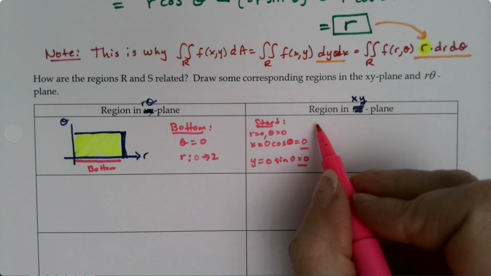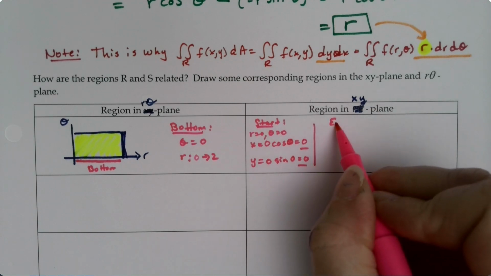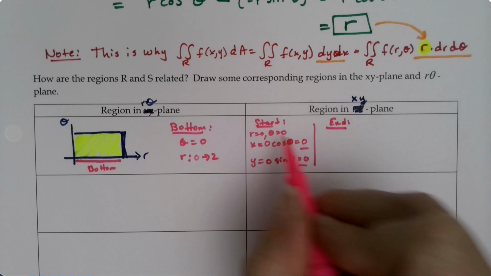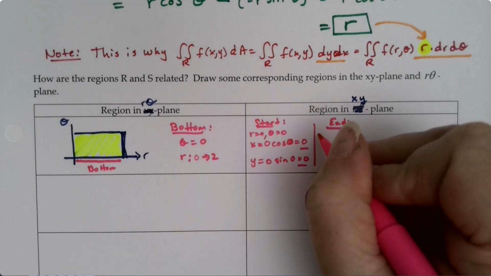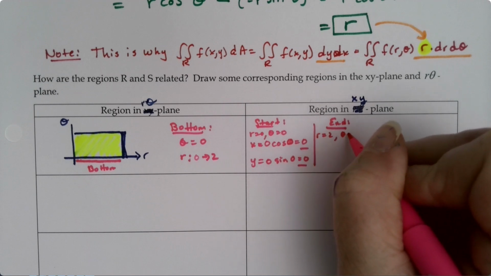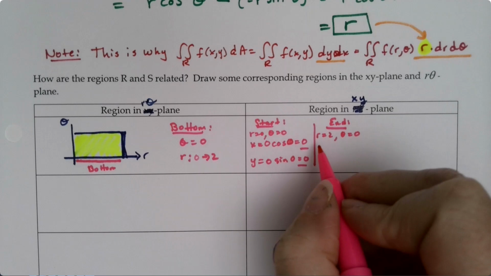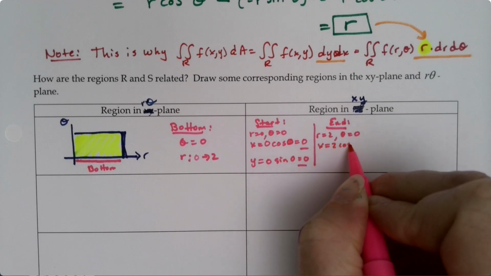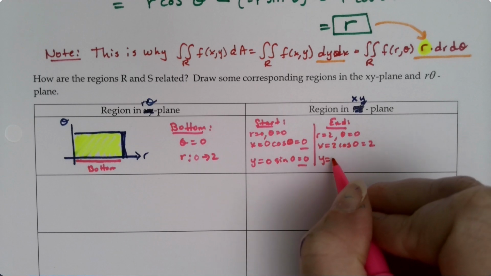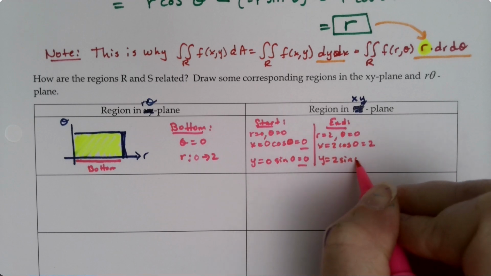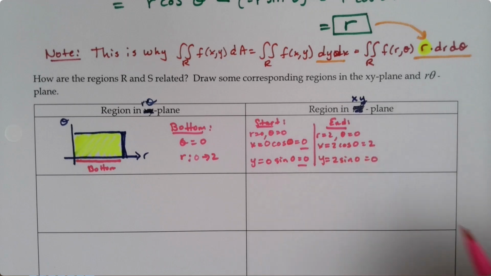And we're going to end at, okay, 2 and 0. So r equals 2, theta equals 0. Okay, so x would be 2 cosine of 0, which is 2, and y would be 2 sine of 0. The sine of 0 is 0, so this is 0.